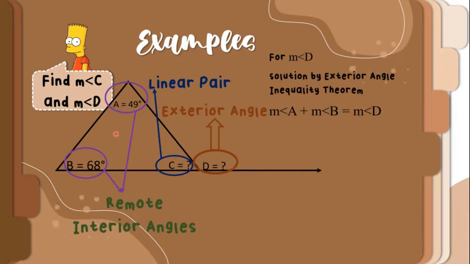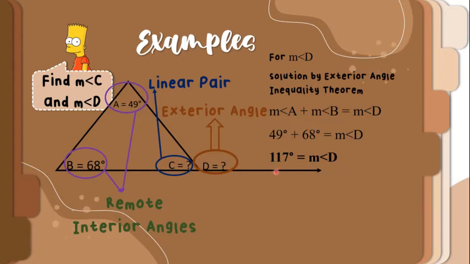Now, since we have values for both remote interior angles, let us substitute them in the formula. And that becomes 49 degrees plus 68 degrees equals the measurement of angle D. 49 plus 68 degrees, I believe that is 117 degrees. Now we have the value of angle D. The measurement of angle D is 117 degrees.